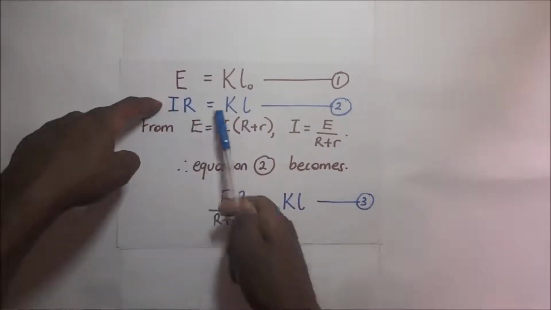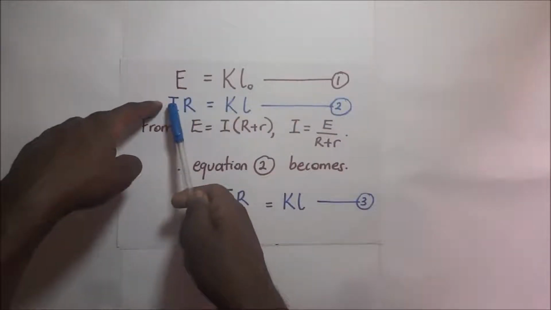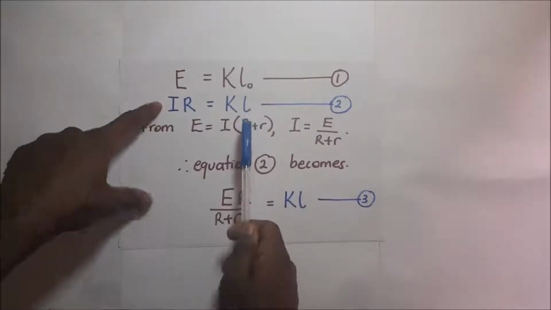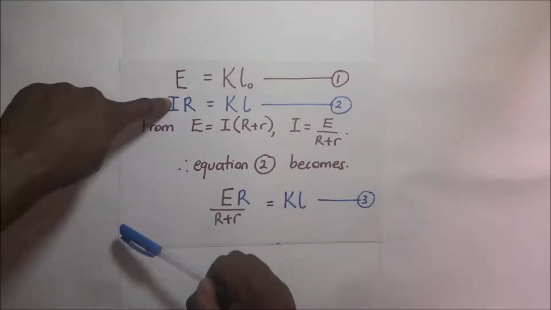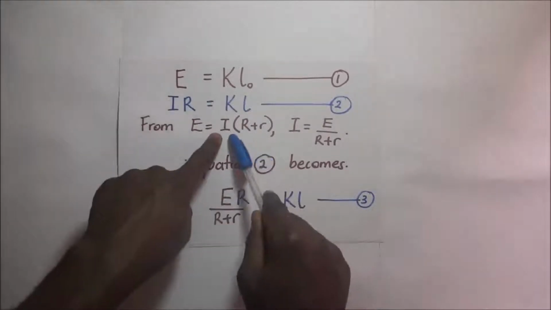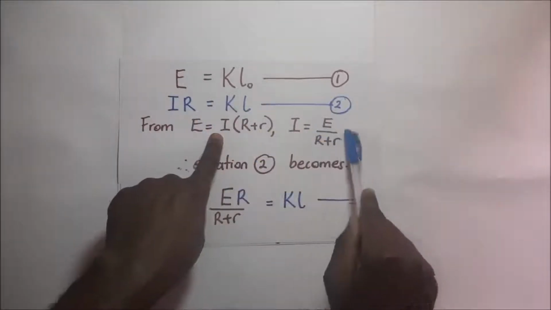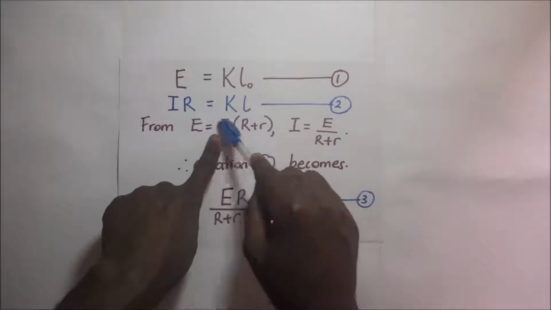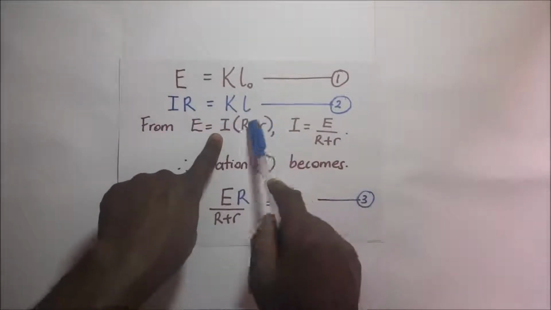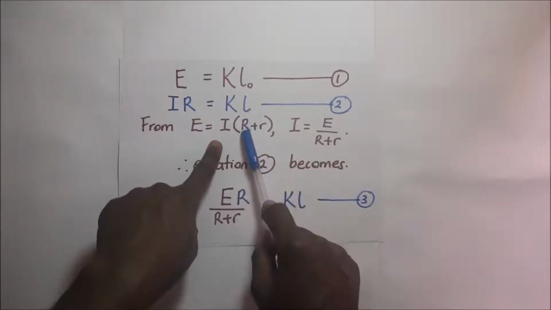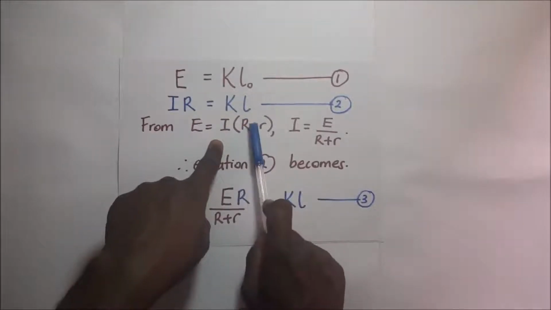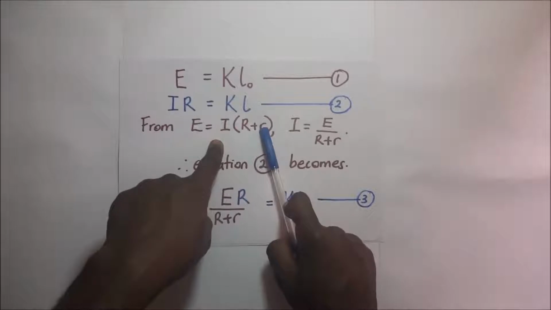In the secondary circuit is where we have the cell whose internal resistance we want. And since we want the internal resistance, this value of I, the current, can be expressed using this formula. We've explored this formula in our previous examples: the EMF of a cell is equal to I times the effective resistance of the external circuit plus the internal resistance of the cell.